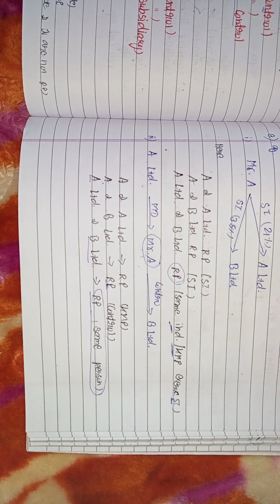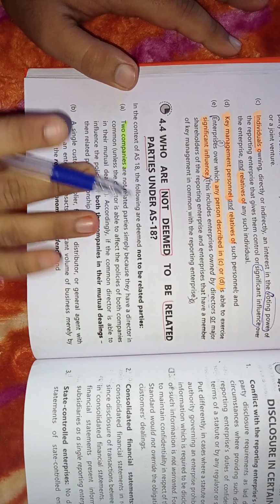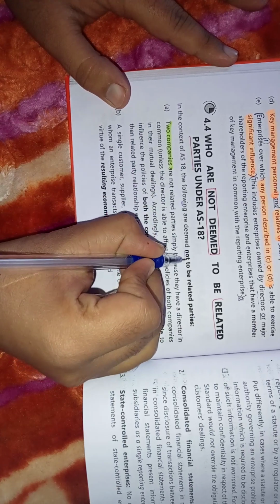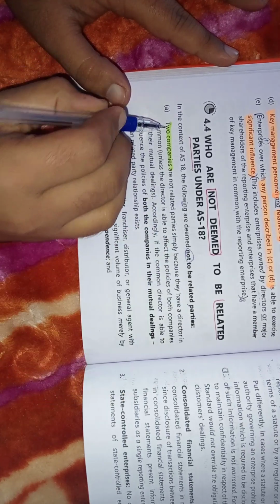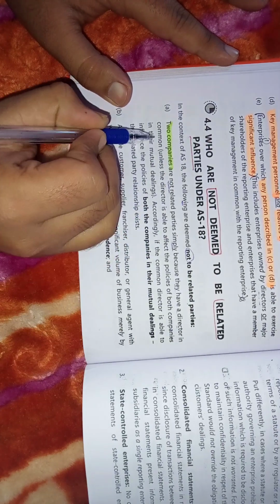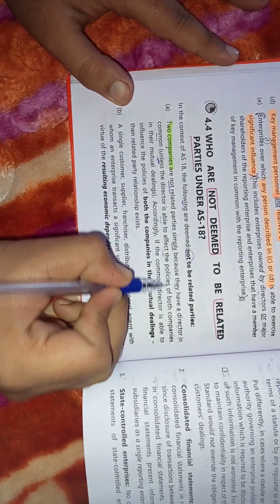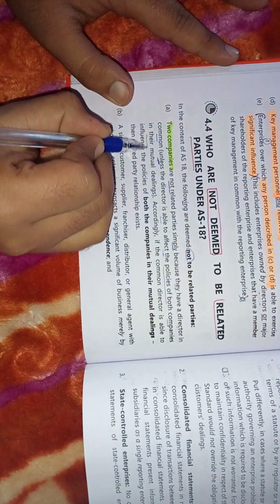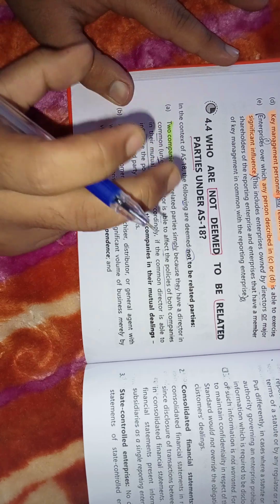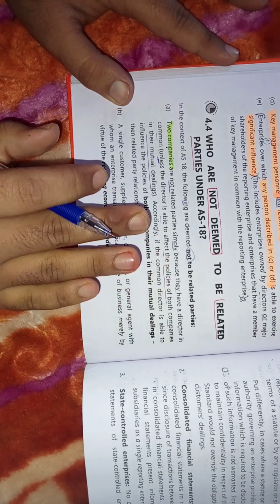Now let's discuss further who are not deemed to be related parties under AS 18. Under AS 18, the following are deemed not to be related parties. First, two companies are not related parties simply because they have a director in common, unless the director is able to affect the policies of both companies in their mutual dealings. Meaning, if the director has the ability to affect the policies of both companies, we will say that it is a related party transaction.